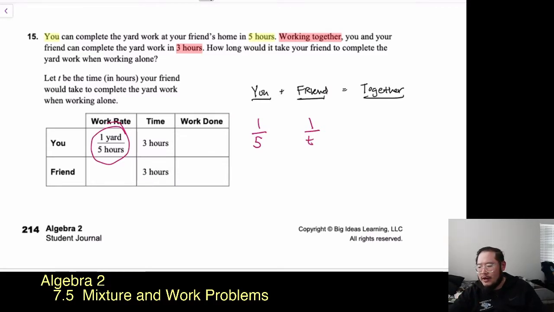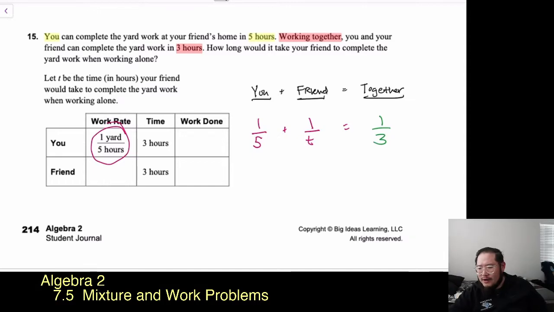To put it all together, for together, we do know that you and your friend can complete the yard work in 3 hours. So what I'm going to put there is 1 yard work or job over 3. And so now we came up with our equation right here, our rational equation, and let's go ahead and solve for t.